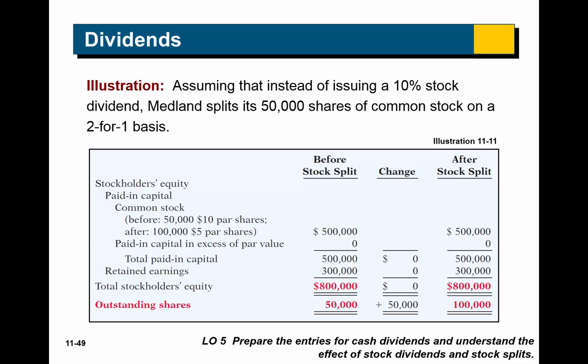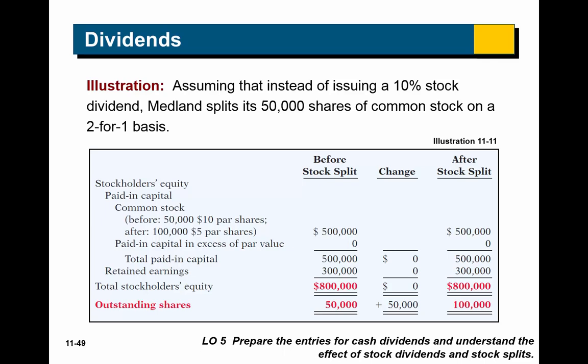So here's an example of a stock split. Instead of issuing its 10% stock dividend, Medlin splits its 50,000 shares of common stock on a 2-for-1 basis. So before the stock split, their common stock's worth $500,000. That's the total of the paid-in capital. The retained earnings is worth $300,000. And their total stockholders' equity is $800,000. There's 50,000 shares outstanding. There'll be no change to any of the values except for the number of outstanding shares. So they're going to add 50,000 outstanding shares.